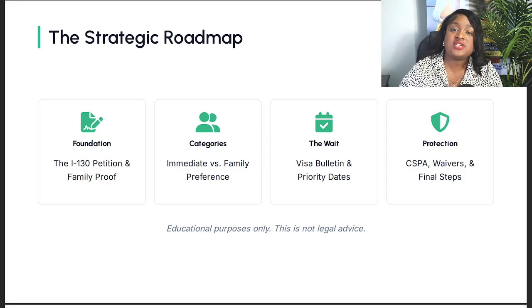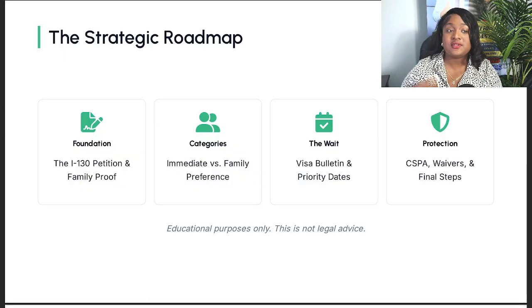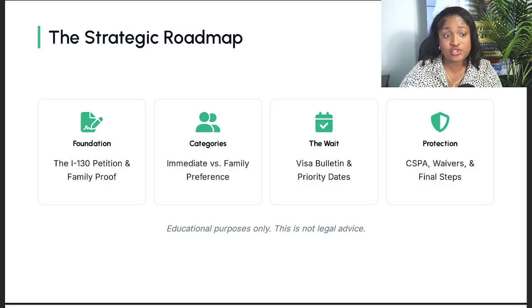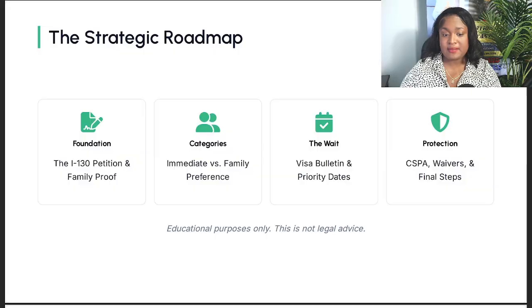Family based migration is the easiest way people get their green card in the US. They do call them the low hanging fruits. And because of that, there are a lot of mistakes in this application because most people do them by themselves. So today we're going to go over the roadmap of family-based immigration.